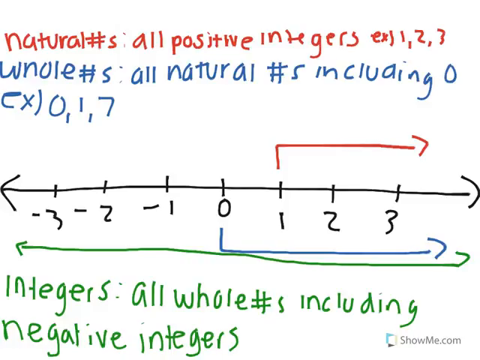So this blue line here on the number line includes 0 and everything else. So examples, this is 0, 1, 2, 3, 4, 5, 6, 7, so on and so forth. Integers include all the whole numbers plus the negative integers, which is like negative 1, negative 2, negative 3. None of these numbers have decimal places.